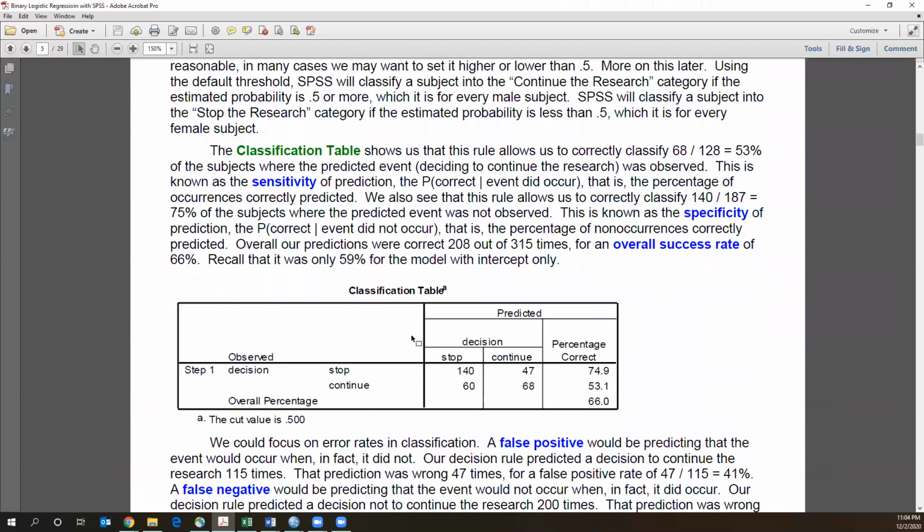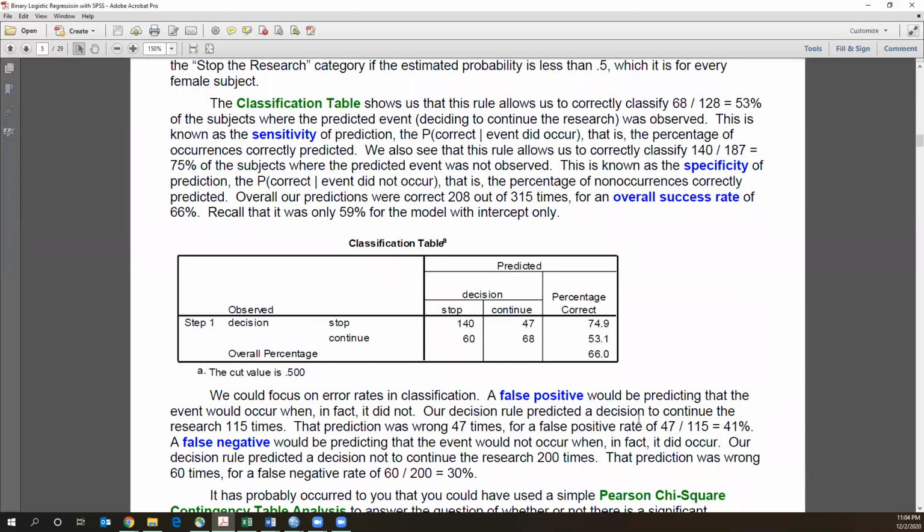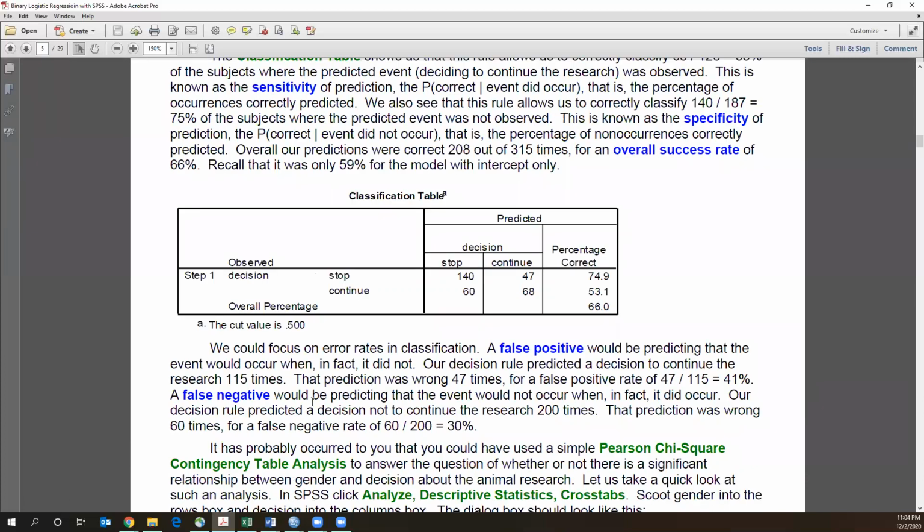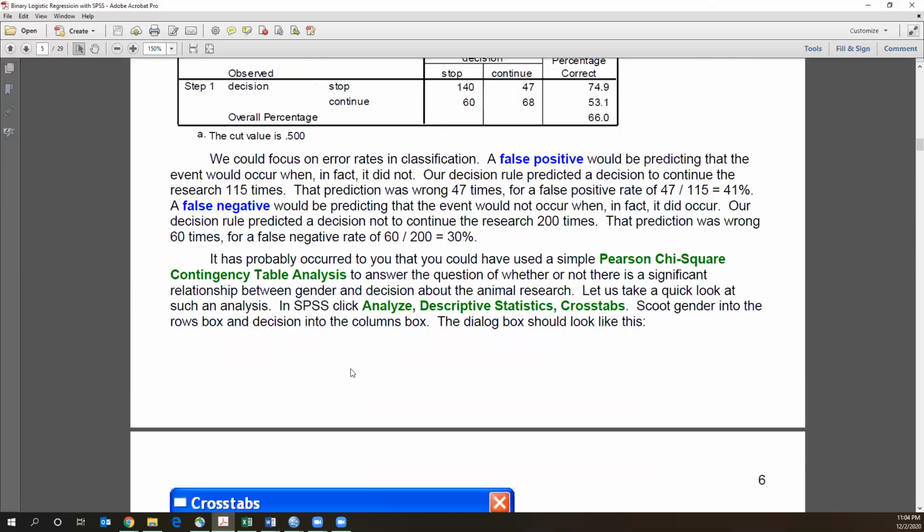Let's go to the classification. Again, you've seen this already, but stop to stop, stop to continue. This is a false negative and this is a false positive. So false positive would be predicting that the event would occur when in fact it did not. And a false negative would be predicting the event did not occur when in fact it did. So again, remember specificity and looking at the different ways in which you can interpret your findings.